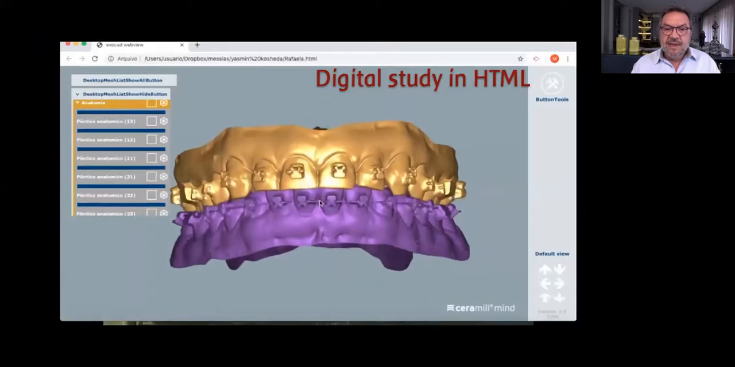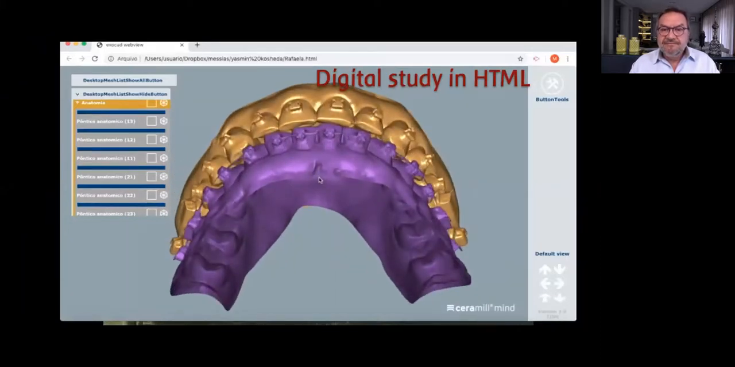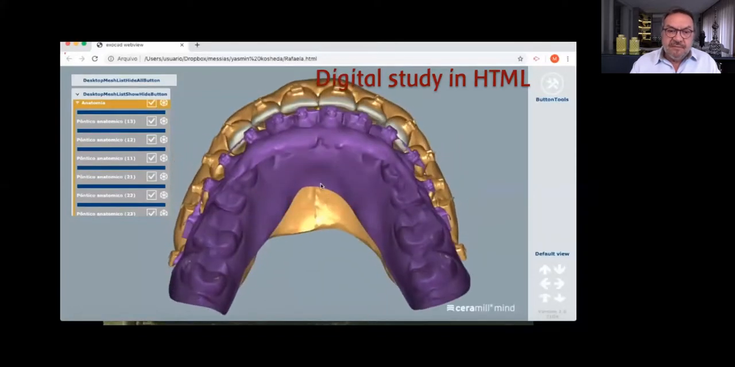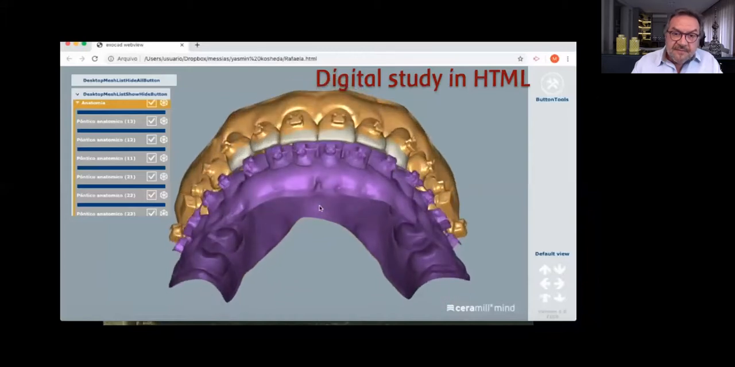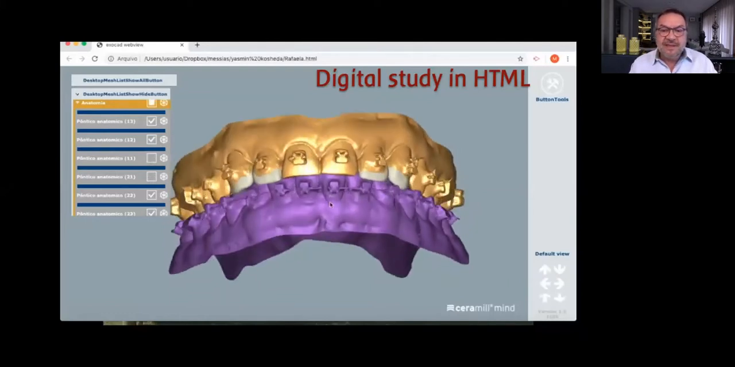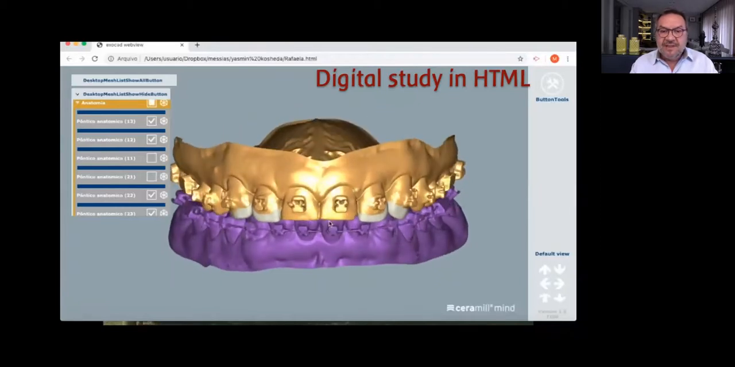And we made a digital study. We put the incisor veneers and look at the size, because especially in the laterals, we have a space in the distal part of the laterals. Let me show you here.